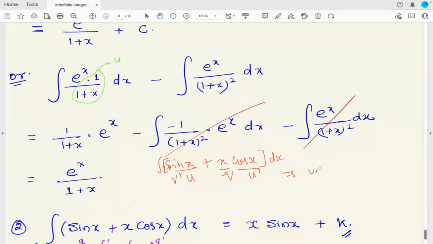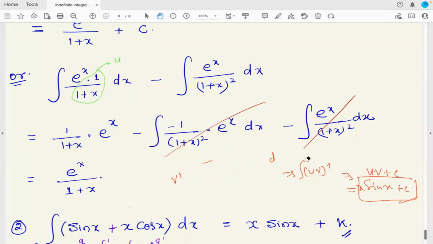So it's again in the form of uv dash plus u dash v. When we integrate that, what we get is uv plus c. What is our u? Sin x. And what is our v? x. So x sin x plus c. It's easy, right? You just have to see how it is happening: the differentiation of one is here and the differentiation of the other is there. So just by the inverse of the product rule, it will be uv. I hope you'll all understand that.